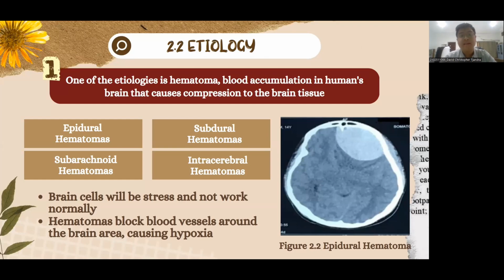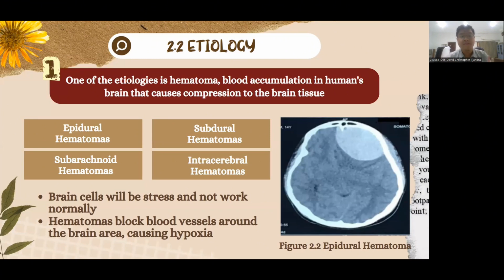Today, we'll explain about the etiologies of brain herniation. One of the etiologies is hematoma, blood accumulation in the brain that causes compression of the brain tissue. There are four types of hematoma that can occur, which are epidural hematomas, subdural hematomas, subarachnoid hematomas, and intracerebral hematomas. Brain cells will be stressed and not work normally.